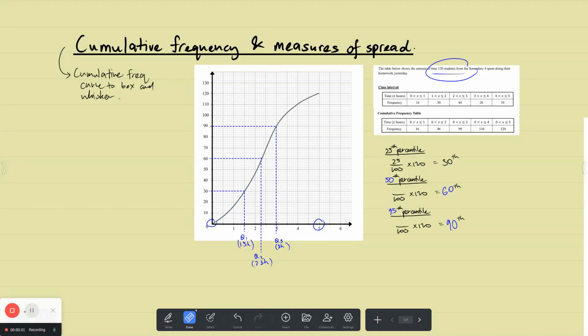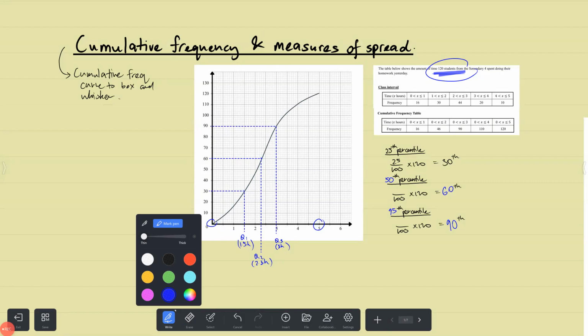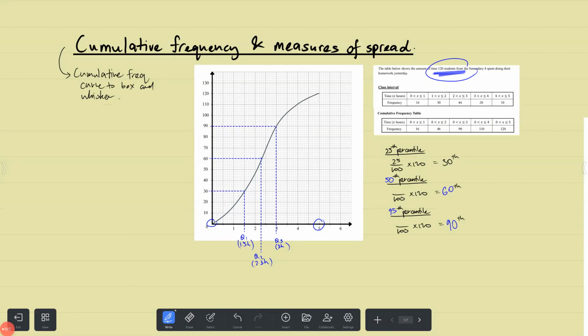Hi everyone, in this video we're going through a way we can actually transfer a cumulative frequency curve, its data, its general characteristics into a box and whisker diagram. So this is the same setup from our previous questions, the 120 students from set 4, and the amount of time they spent on homework was recorded in the following tables, and we transferred this over to our cumulative frequency curve as what we've seen here.